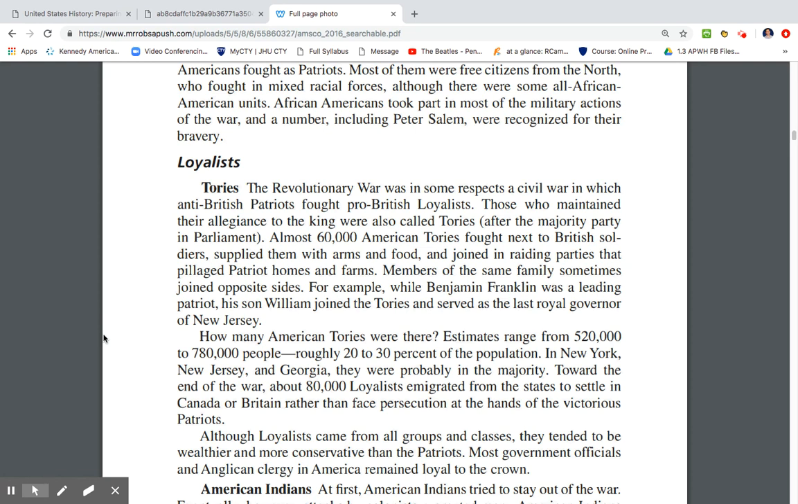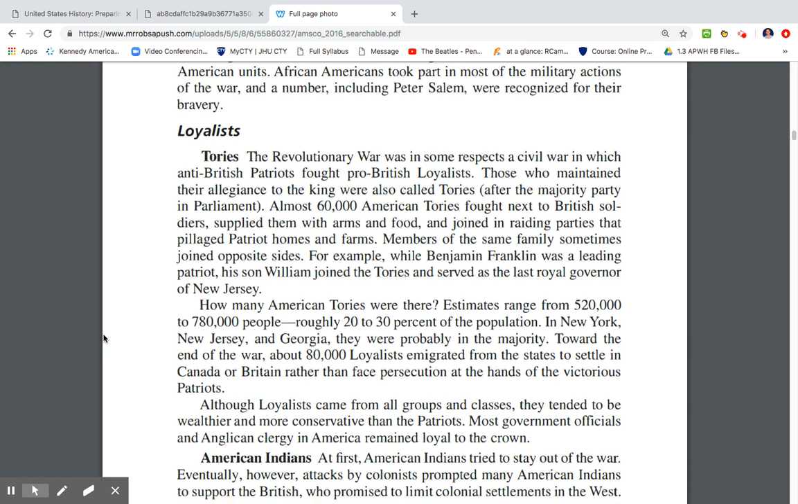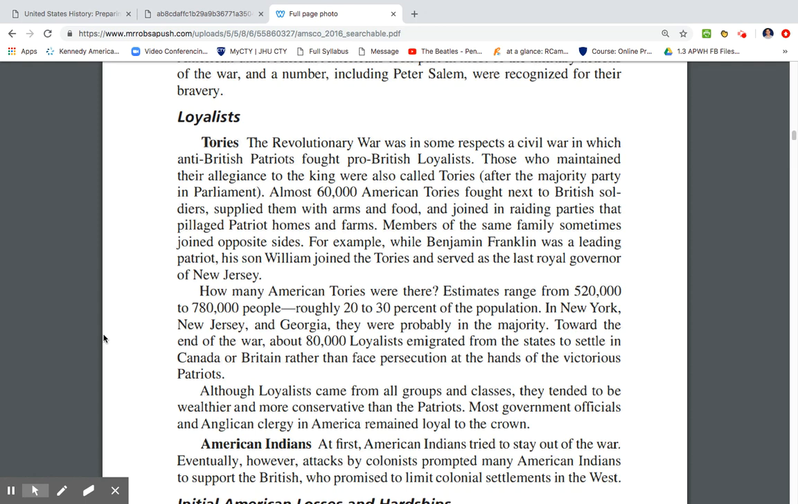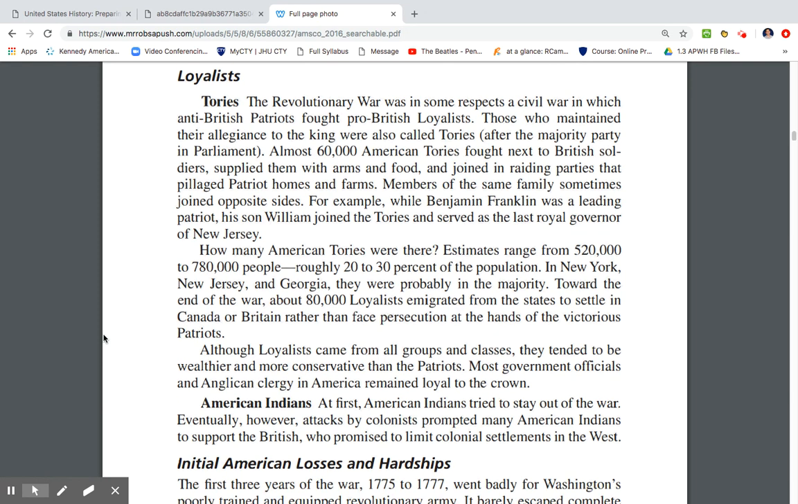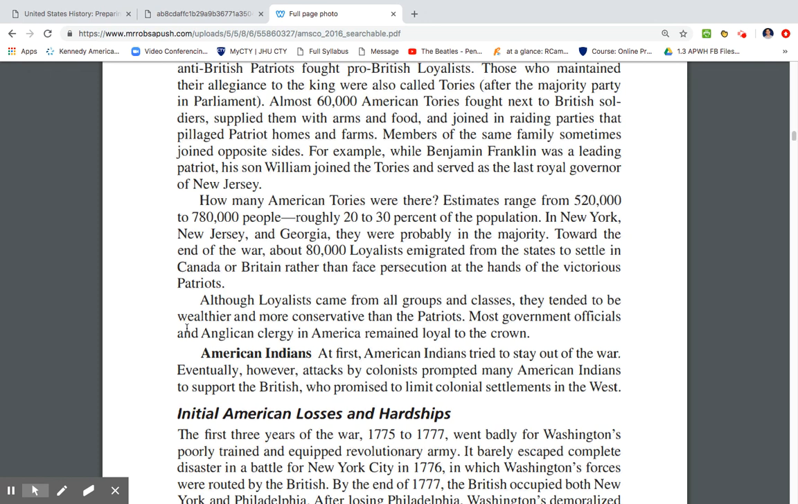And you want to think about this as they were typically the wealthier people, the people that were closer to the East Coast. They had ties to Britain. Although loyalists came from all groups and classes, they tend to be wealthier, as I stated, and more conservative. Most government officials and Anglican clergy in America remained loyal to the crown.